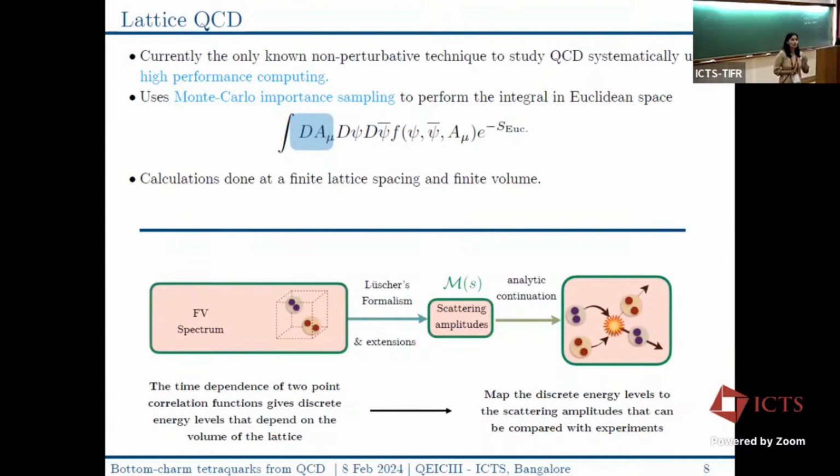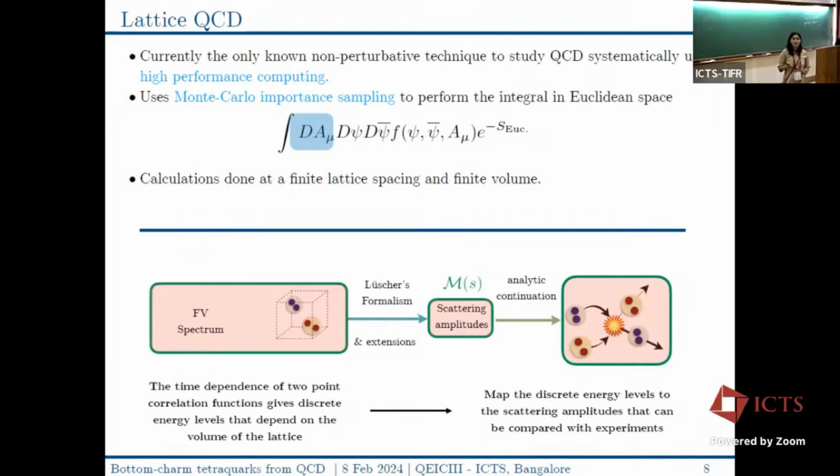On the theoretical side, these states are hadronic states, and at this scale perturbation theory doesn't really work. Currently, lattice QCD is one of the best techniques to study such states with controlled systematics. What we do in lattice QCD is try to solve the QCD path integral using Monte Carlo importance sampling. The integral over the gauge fields is done using Monte Carlo sampling, and we need a lot of high performance computing to calculate these integrals, whereas the fermionic integral is done analytically.